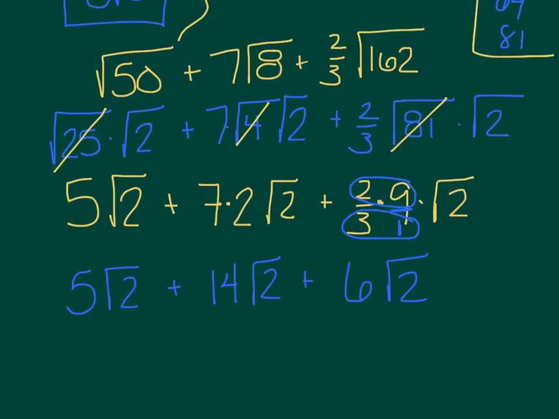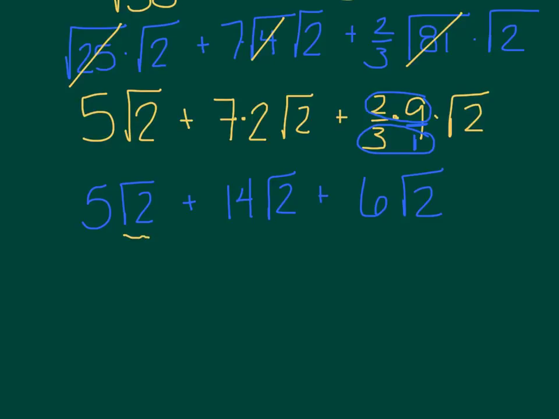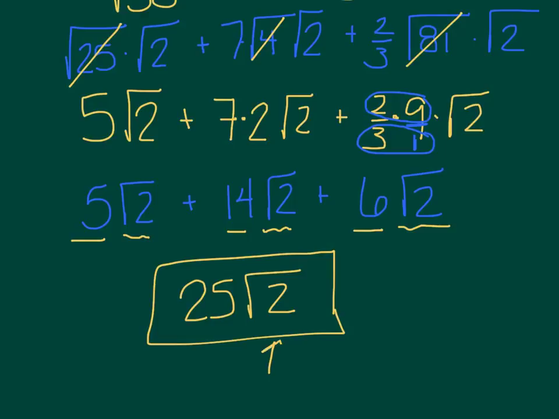Now, can you actually add these together? Well, are the numbers under the radical the same? Yes. So 5 plus 14 plus 6 gets me 25 radical 2. And that's my final answer because 2 is as simplified as I can make it.